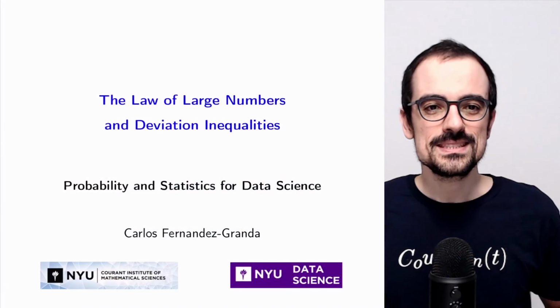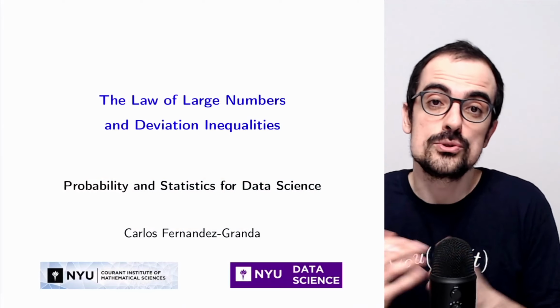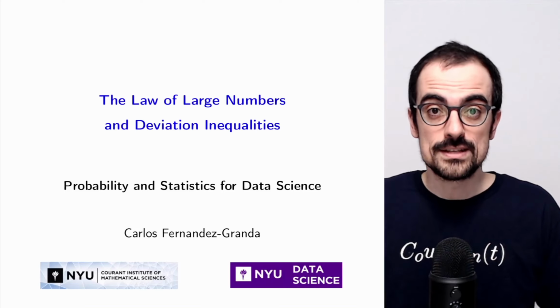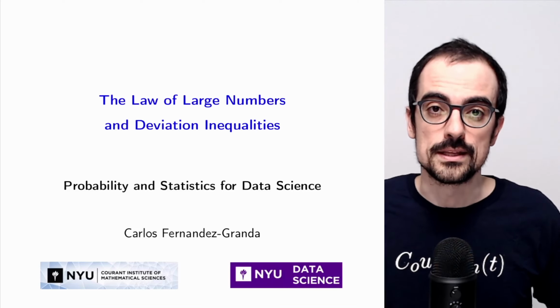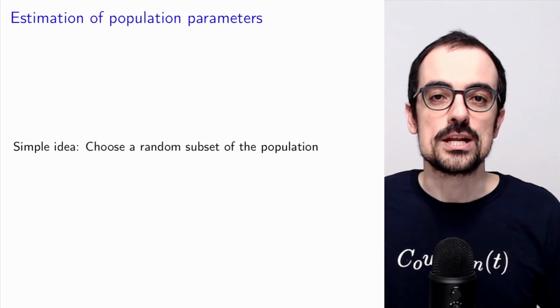In statistics, the implications are that if you want to estimate a population mean from random samples, as long as you take enough random samples, eventually you're going to get an arbitrarily good estimator of the population mean. Let's get to it. We're going to talk about the law of large numbers and also about the mathematical tool that is used to establish it, which are deviation inequalities, which are in general a very important tool in probability theory. Our motivation is the estimation of population parameters.